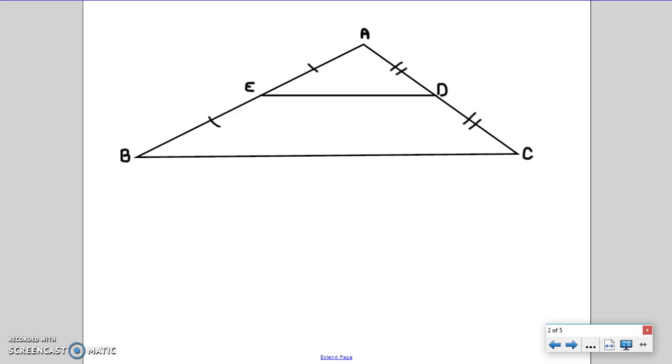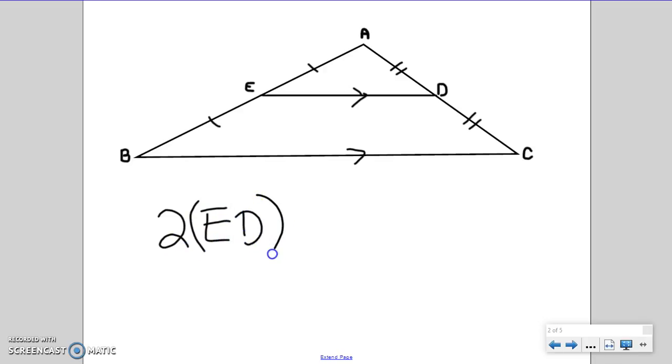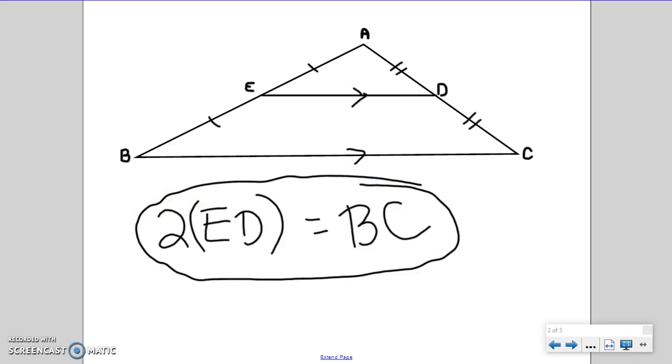So we can come to a few conclusions here. First and foremost, triangle AED is similar to triangle ABC. We have these two parallel lines here, line ED and line BC. And we also know that two of the measurements of line ED is the same as one measurement of the line BC. And this is what I'm going to be using in the examples that we look at in just a moment.